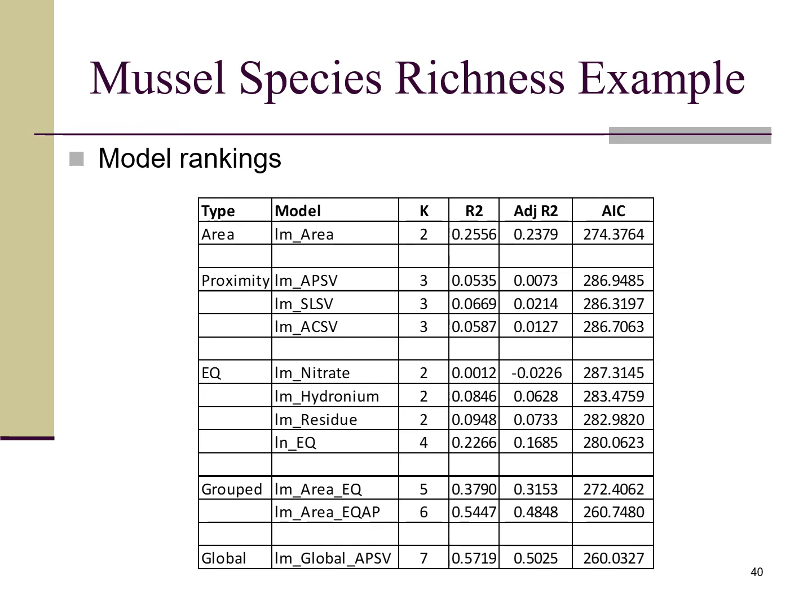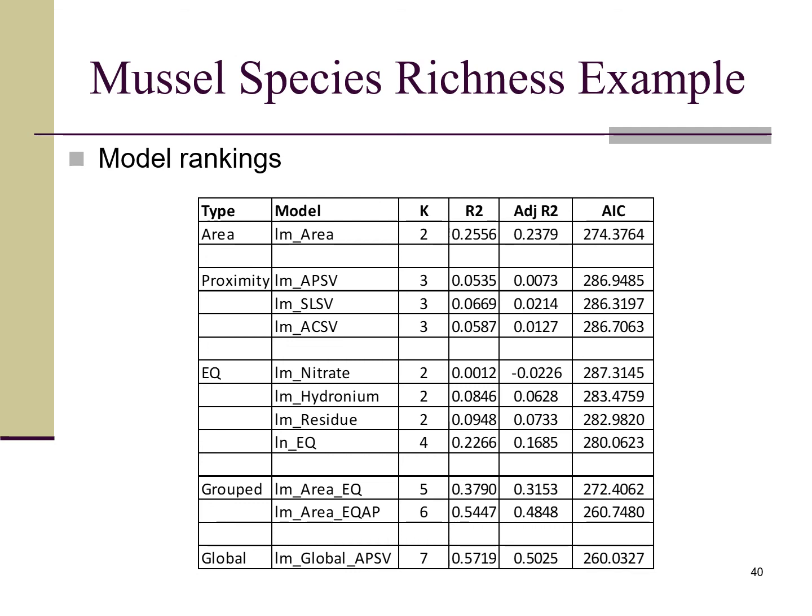Then we can start looking at the chemistry, the nitrate, the hydronium, and the residue variable independently. Again, not better than area. I'm looking at the AICs there: 287, 283, 282. And then putting them all together, we've got EQ with 4 variables, because that's going to be the intercept, the nitrate, hydronium, and the residue. It explains a little more variance, about 22%, but it's got a higher AIC than the area.